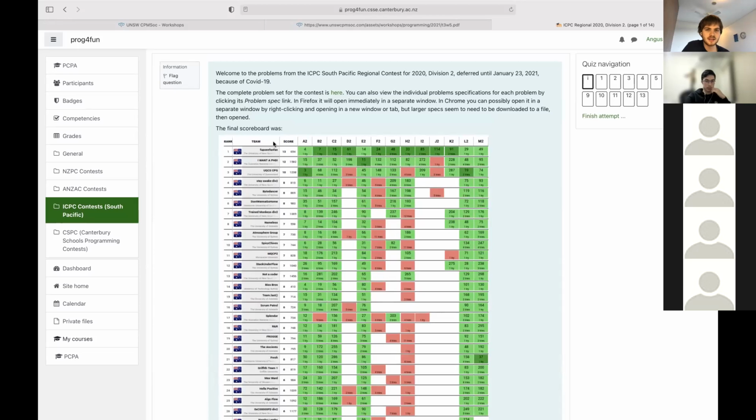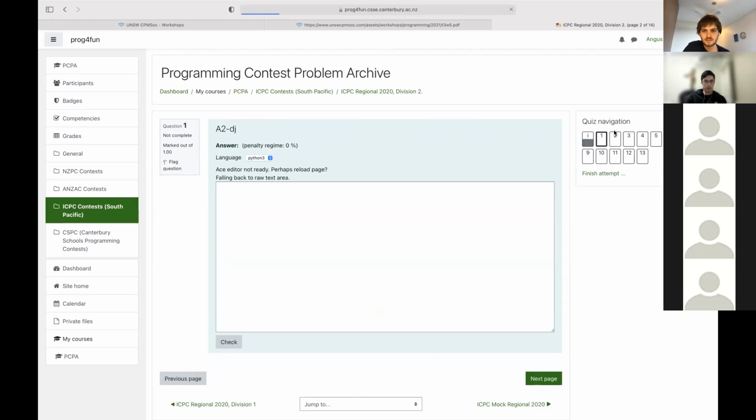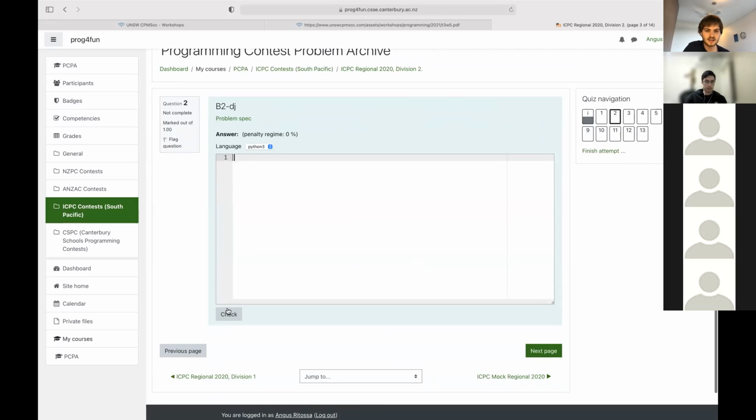Noticing that there were 2 divisions last year, so this was the lower division for open competition, whereas Div 1 was the people going for World Finals. It's different this year. We just have 1 divisionals. Last year was an odd year because of COVID. There's still COVID, but it's going back to a more normal format this year. So for submitting, you can just put your code in here and submit, and that should mark your code for you.